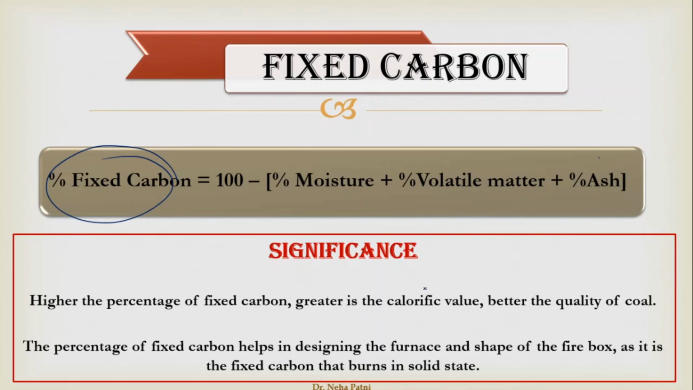Why are we finding the fixed carbon? Because we need to know that the percentage of carbon should be high. The higher the percentage of carbon, the better the quality of coal. So we need to know that. Secondly, the percentage of fixed carbon also helps in designing the furnace, because that is what burns in the solid state. So that also helps us to design the furnace.